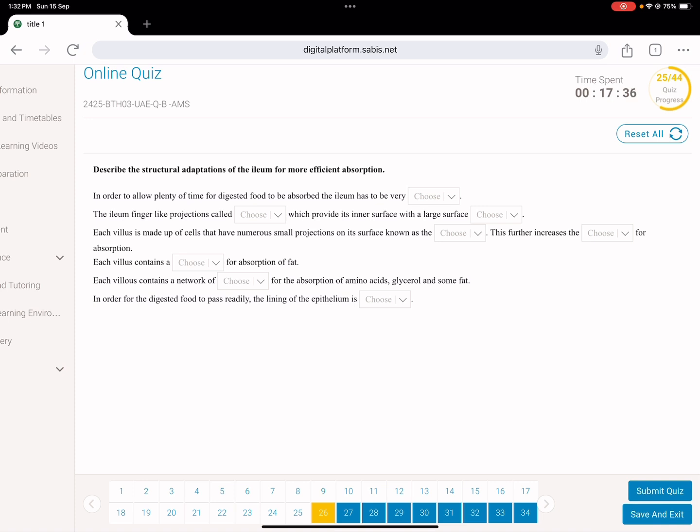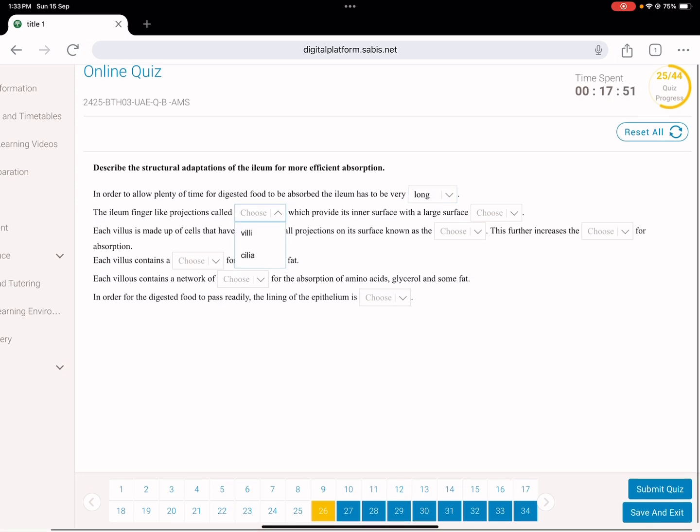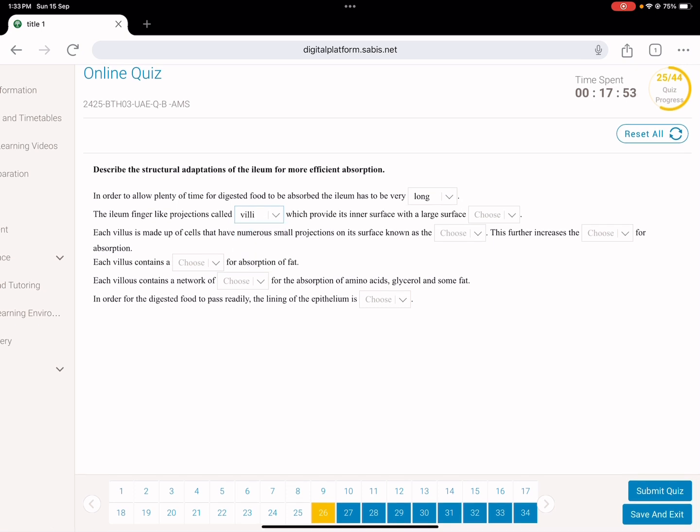Okay, in order to allow plenty of time for digested food, the ileum has to be, as we said before, very long. Now the ileum finger-like projections, now the answer should be villi, but you're gonna get it wrong if you put villi. They put cilia, but I'm 95% sure it should be villi, and increases the surface area. Each villus is made up of cells that have small numerous projections on the surface known as microvilli. This further increases the surface area.